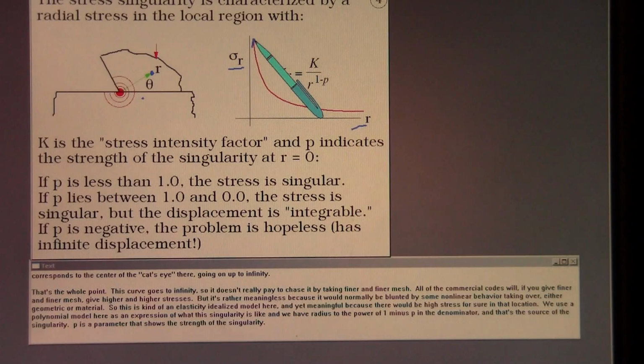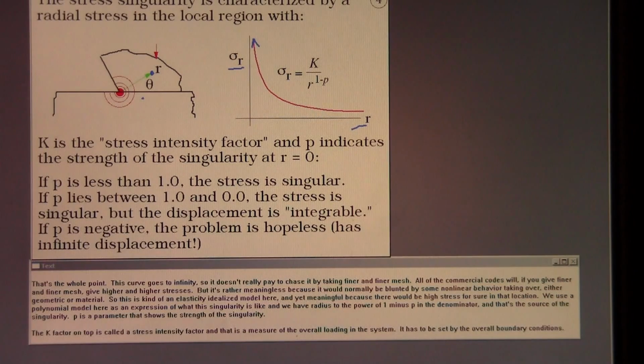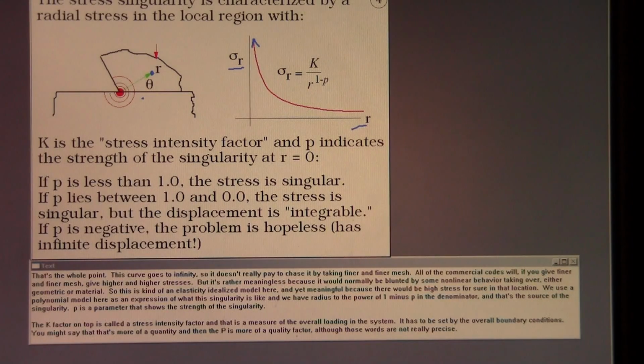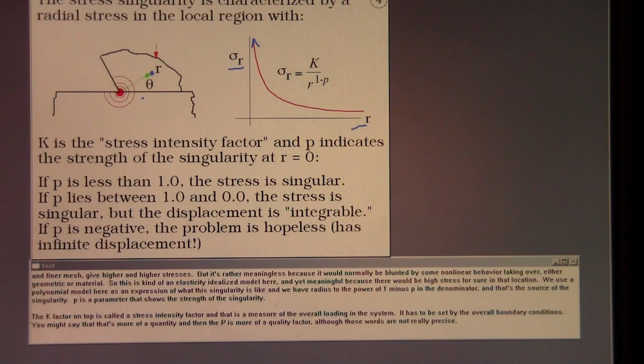So it doesn't really pay to chase it by taking finer and finer mesh. All of the commercial codes will, if you give finer and finer mesh, give higher and higher stresses. But it's rather meaningless because it would normally be blunted by some nonlinear behavior taking over, either geometric or material. So this is kind of an elasticity idealized model here, and yet meaningful because there would be high stress for sure in that location.